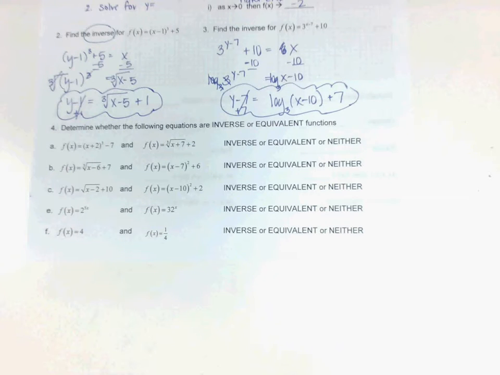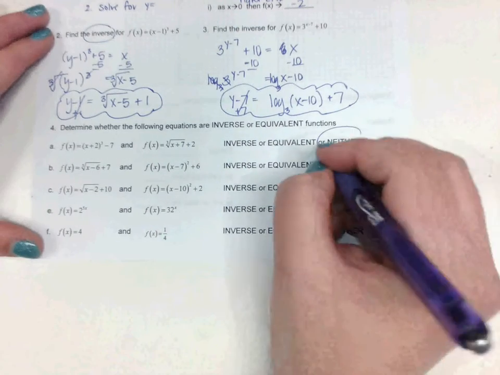That's an inverse for letter A. Then you can neither. It's a neither. What's wrong? There's a plus 2. Plus 2 should have turned into a minus. Not going to work. That's a neither. Got 'em.